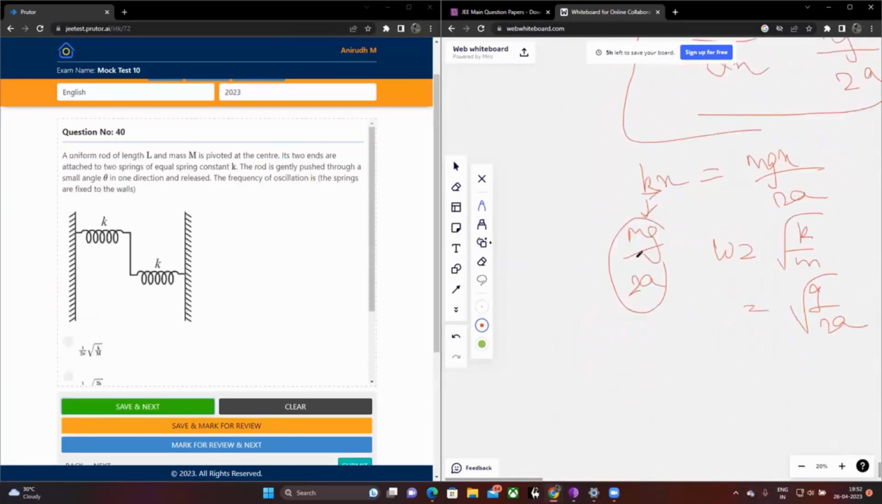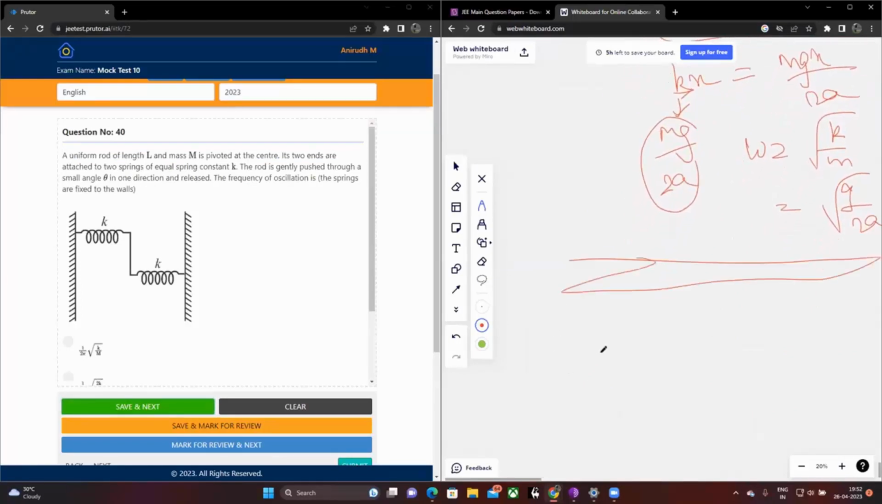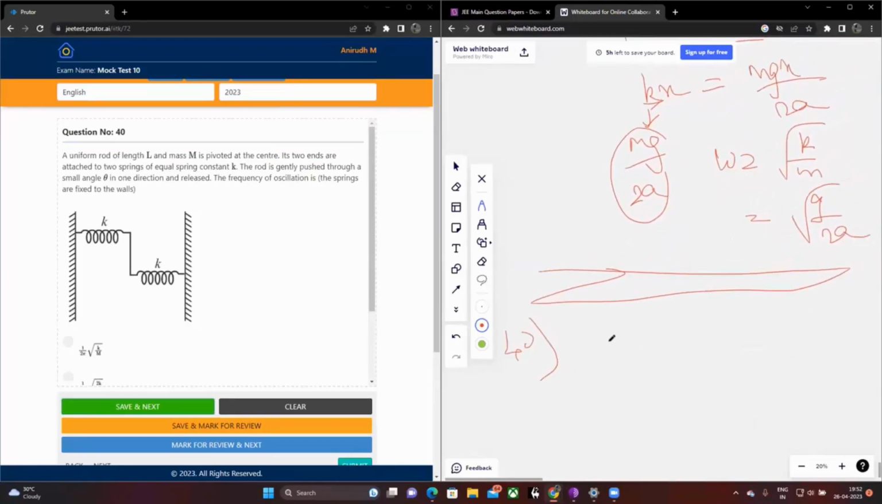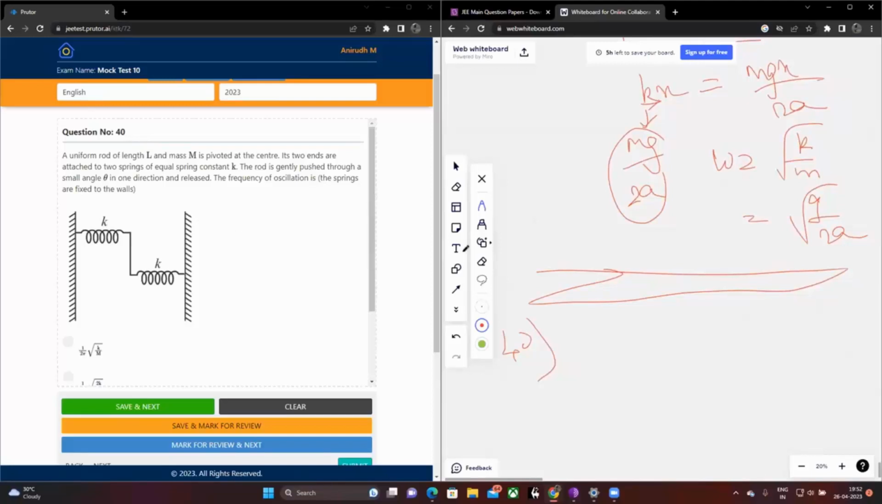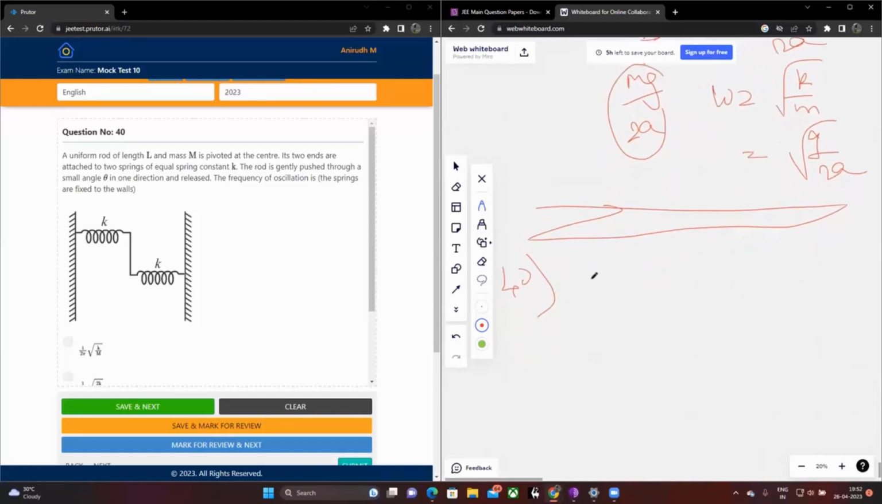And then you have question number 40, where a uniform rod of length L, mass m is pivoted at the center, with elements attached to springs. So here you have this kind of a setup where you have a spring of constant k, a rod of length L, and another spring of constant k attached. Because it's pivoted here, you can only rotate this rod.